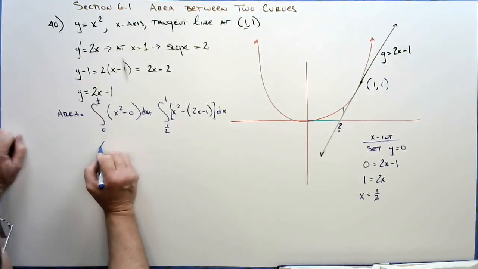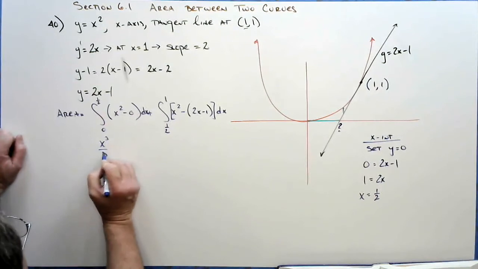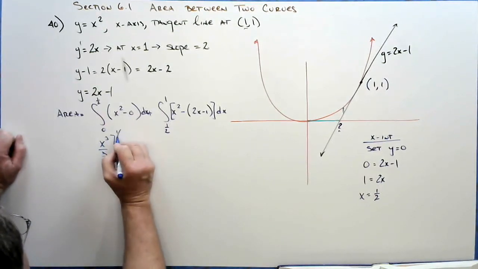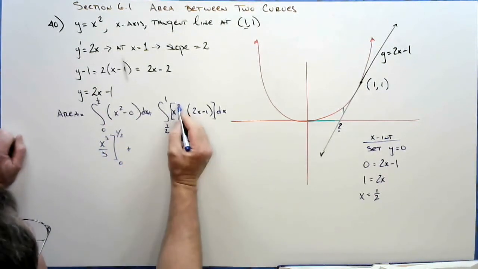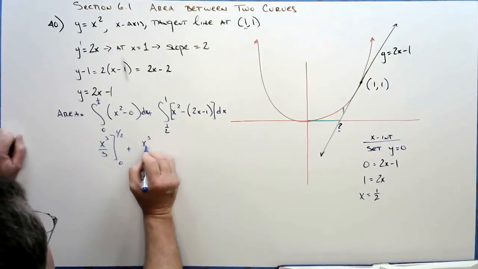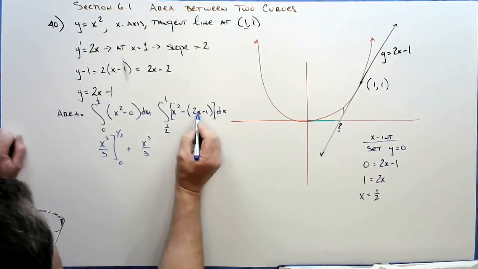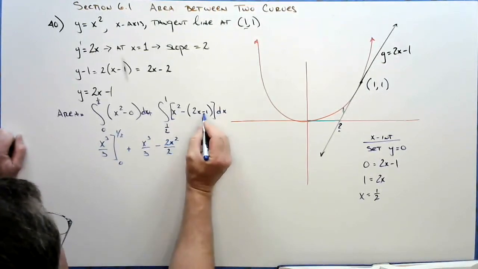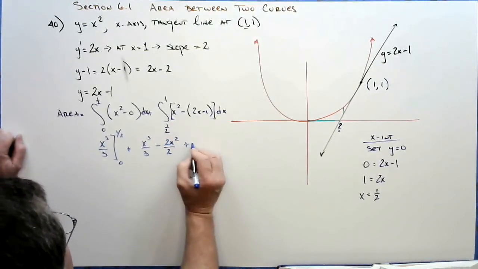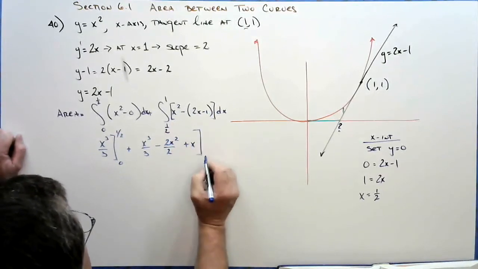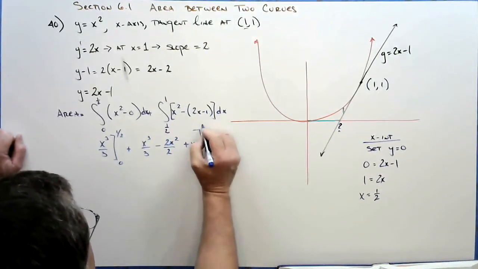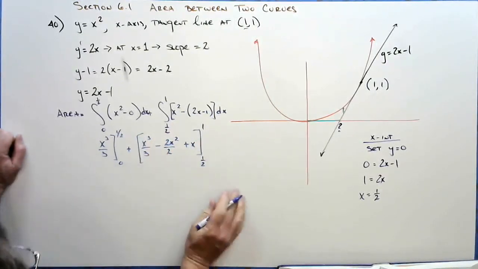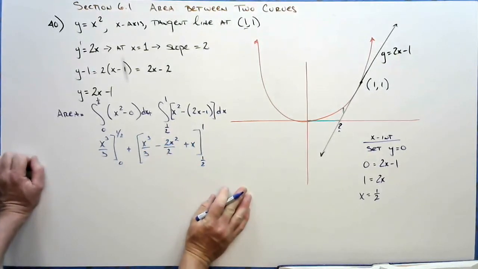We integrate x squared, that's x cubed over 3. We're going to evaluate that between 0 and 1/2. Here we integrate, we're going to get x cubed over 3 minus 2x squared over 2. Minus a minus is plus x, and that we're going to integrate between 1/2 and 1. All right, so now we just have arithmetic to do.